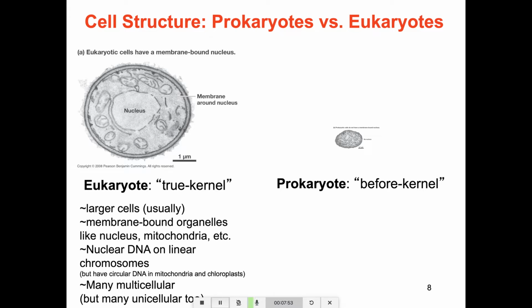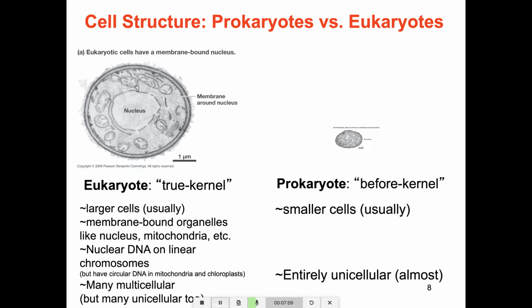For the prokaryotes, typically the cells are much smaller, and typically they're entirely unicellular, okay? And when I say entirely unicellular, almost every single prokaryote we know of is unicellular, although there are a few, very, very few exceptions to that. For the most part, all prokaryotes are unicellular.